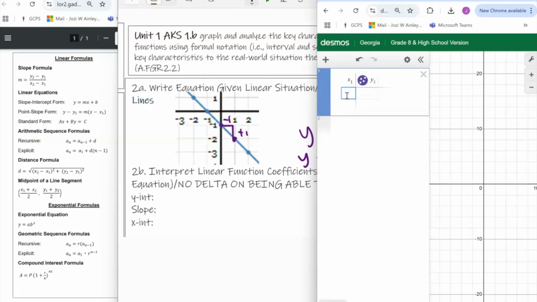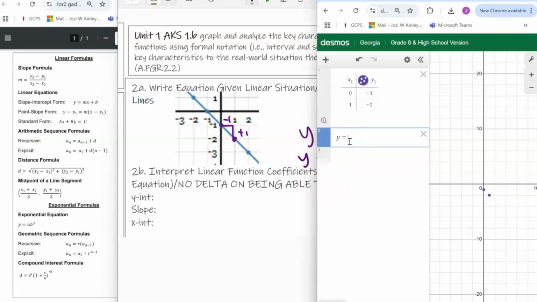And I need at least 2. So 0, -1. And then here, I'm going to put this one, which is 1, -2. So it always has to go x and then y. 1, -2. Once I have 2 points, that's all I need. And you can see it's kind of graphing what I have right here.